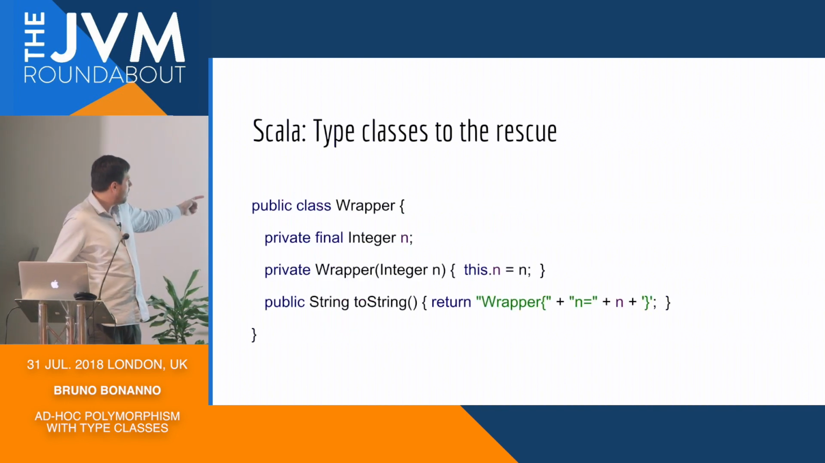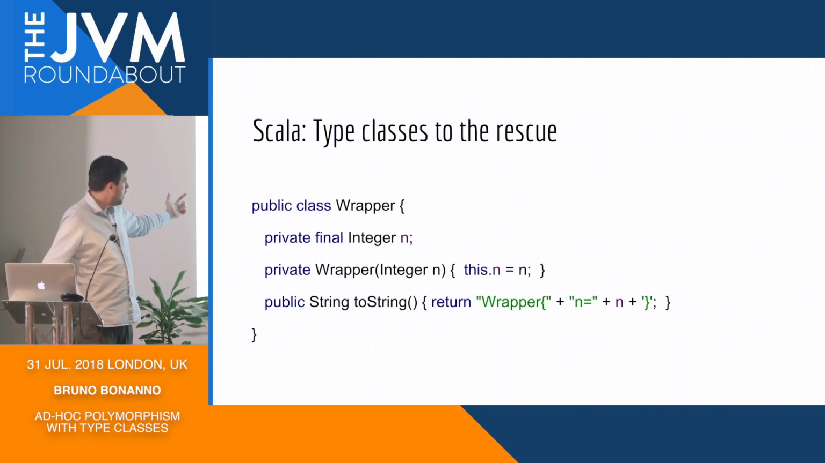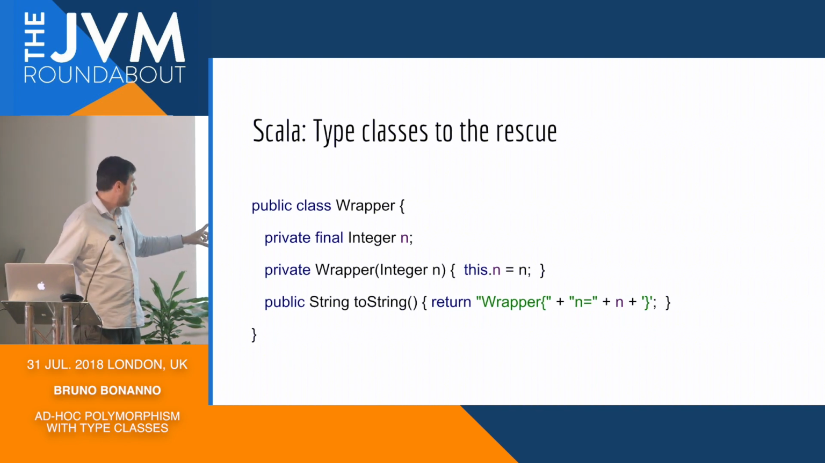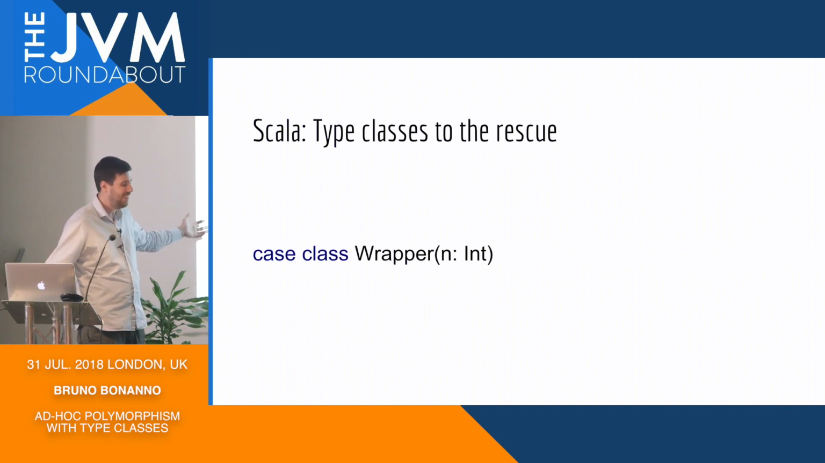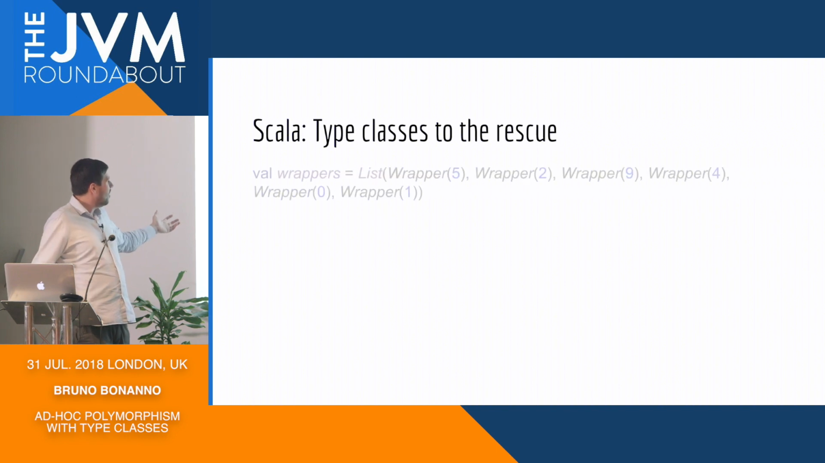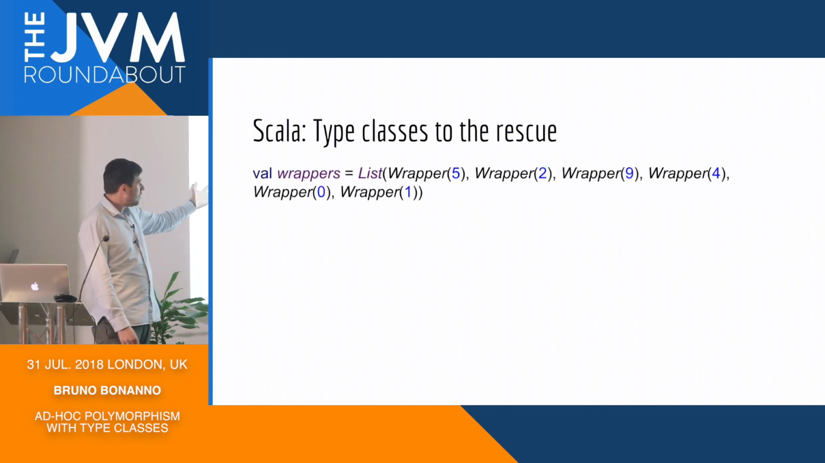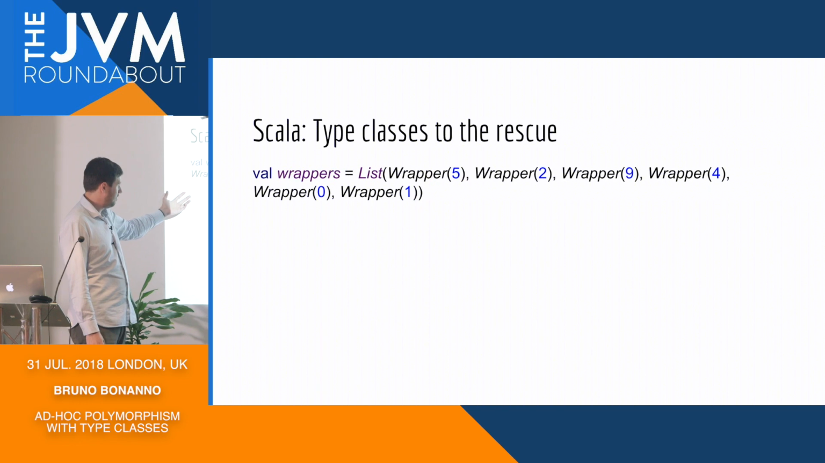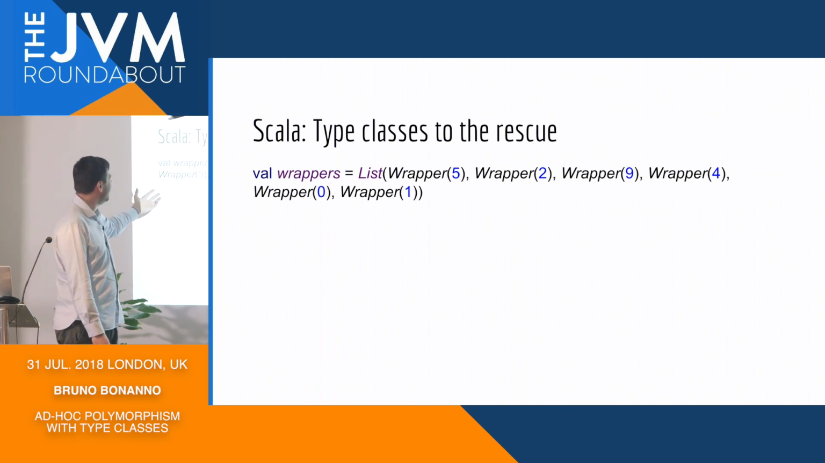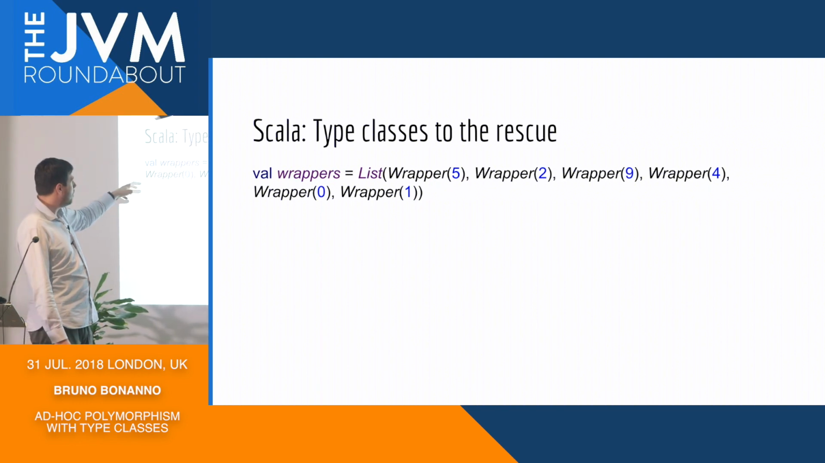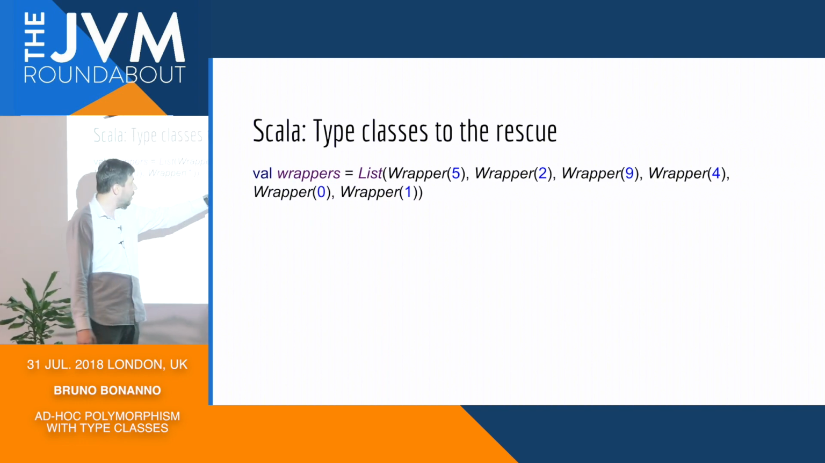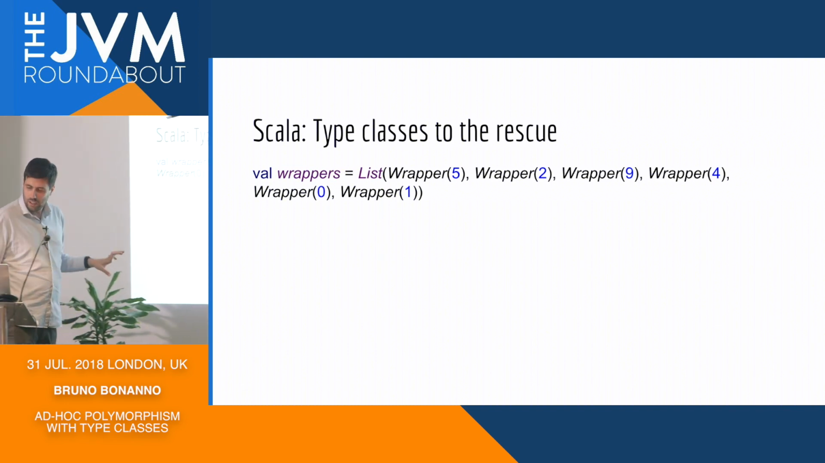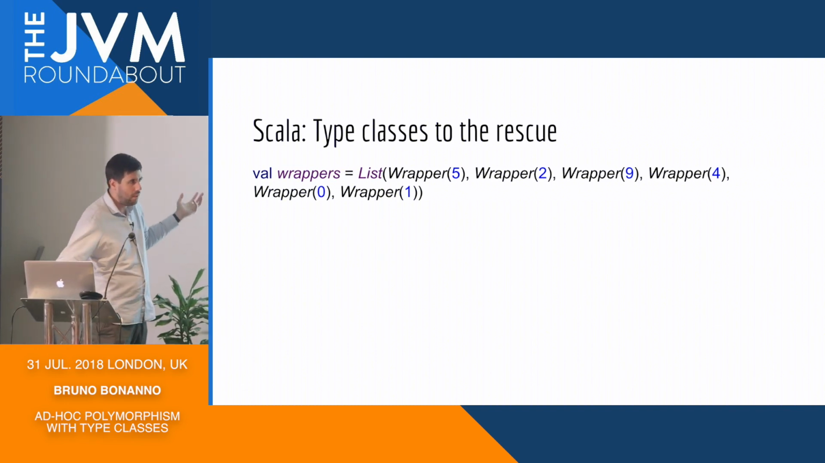So remember our friend. From the previous presentation, we already know what a case class is, but just to remind you, so beautiful. And so let's say we have a list of those wrappers. Again, notice the nice syntax, no new, no nothing. It's quite nice. It's still verbose, but that's the name of the type. Hey, what can I do?